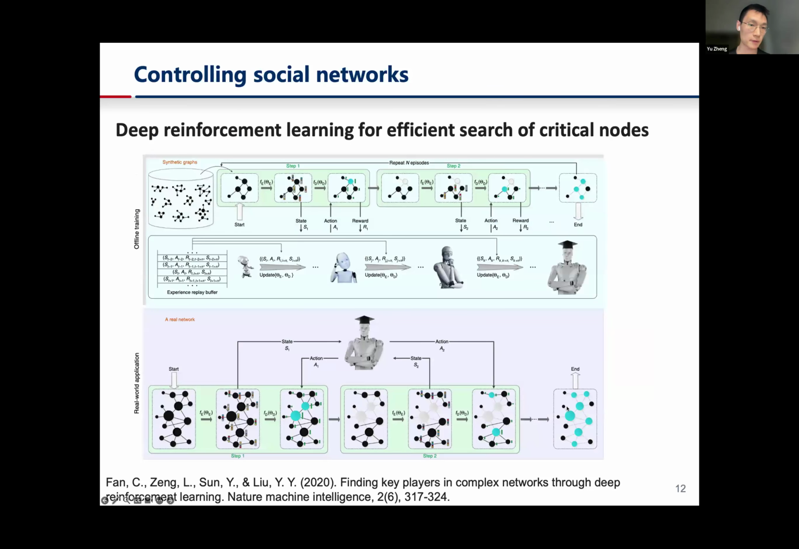So here, this FINDER method utilizes deep reinforcement learning to perform efficient search of critical nodes. A method called a deep Q network is employed to estimate the value of each node and also sample the node removal actions, instead of enumerating all possible solutions, to address this NP-hardness problem.